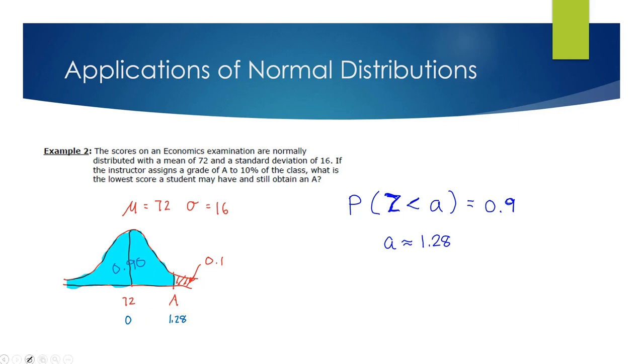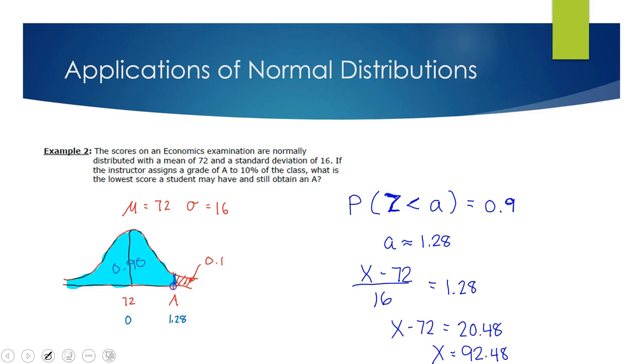So I'm going to calculate the score minus the mean over the standard deviation, which should be about 1.28. So I multiply both sides by 16 and then add 72. I get 92.48. So right here is 92.48%, or whatever the score of 100 is.